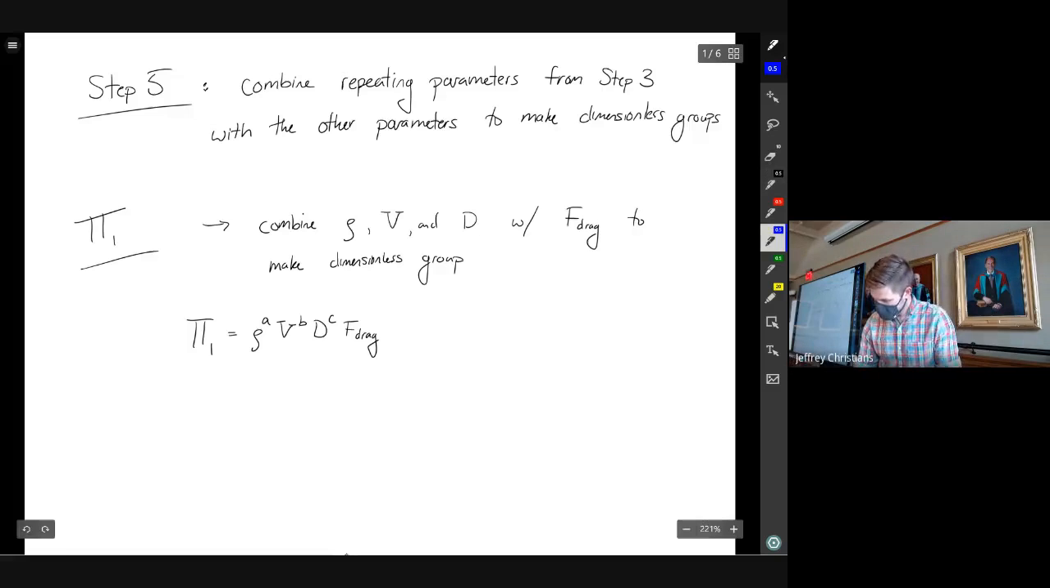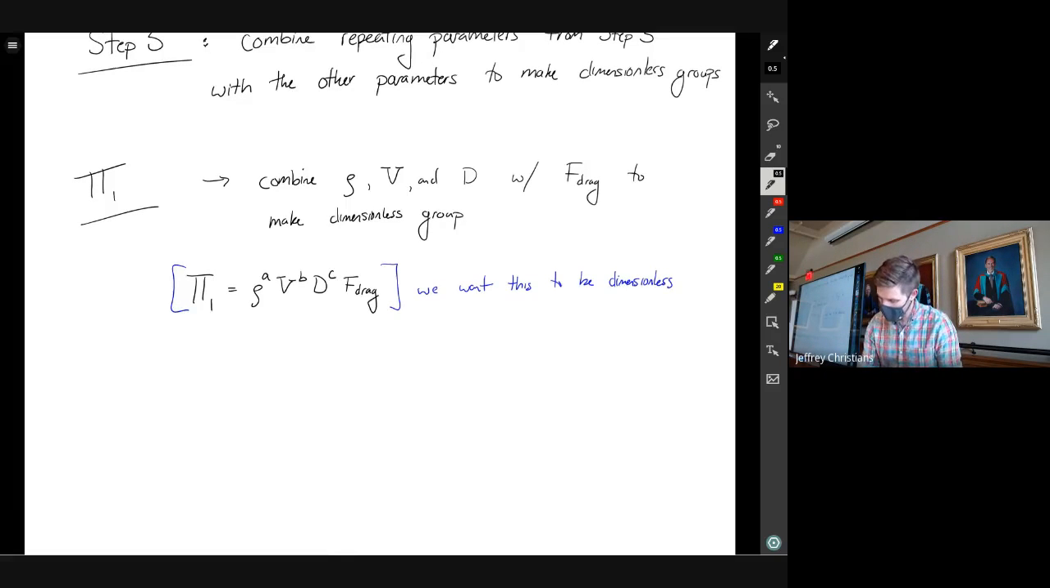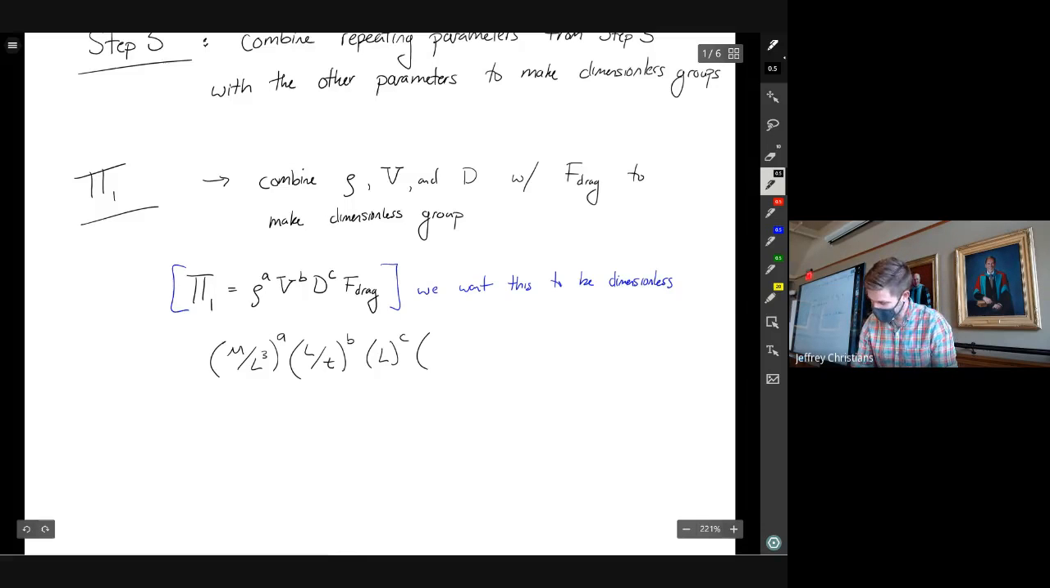We want this to be dimensionless, so we're going to choose strategically values of A, B, and C so that all the units cancel out. Let's look at how that would work. For density, we have dimensions of mass per length cubed, raised to the A power. Velocity has length per time, raised to the B power. Diameter has units of length raised to the C power. And drag force has dimensions of mass times length per time squared.